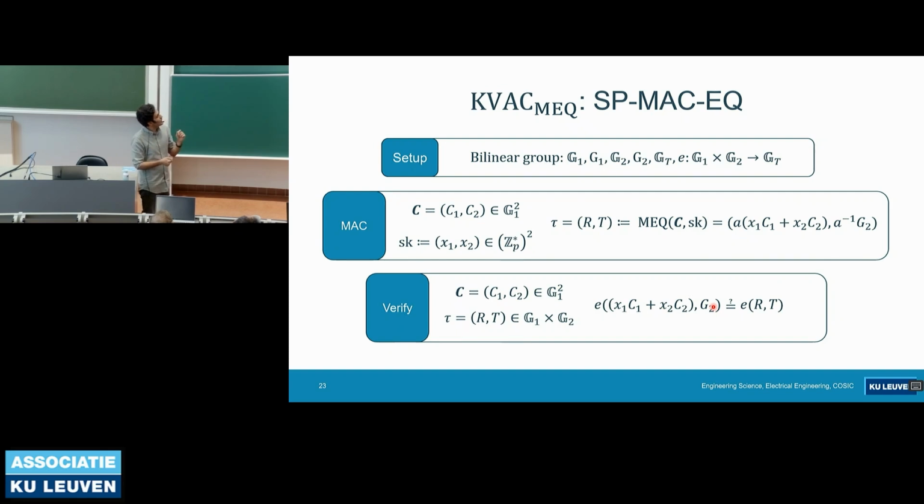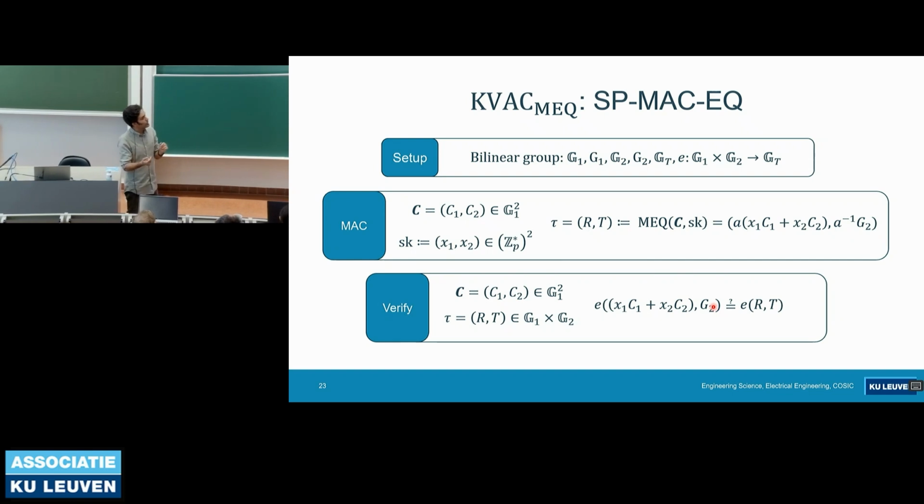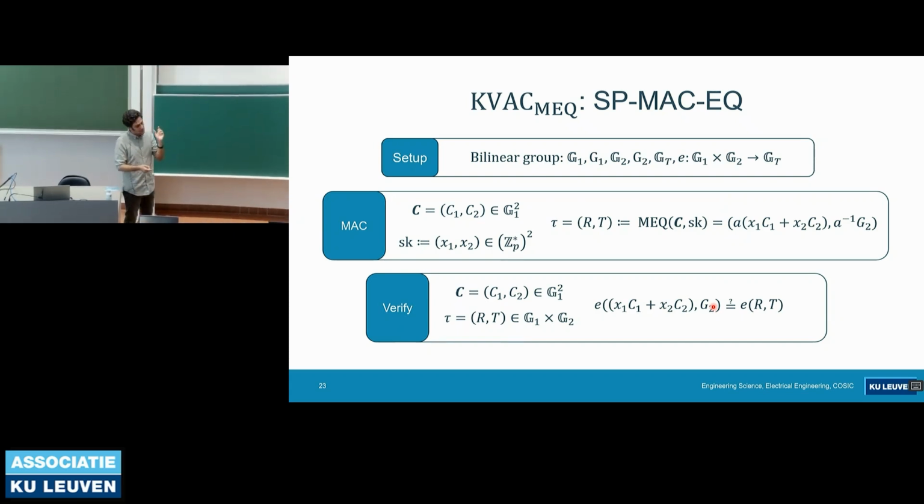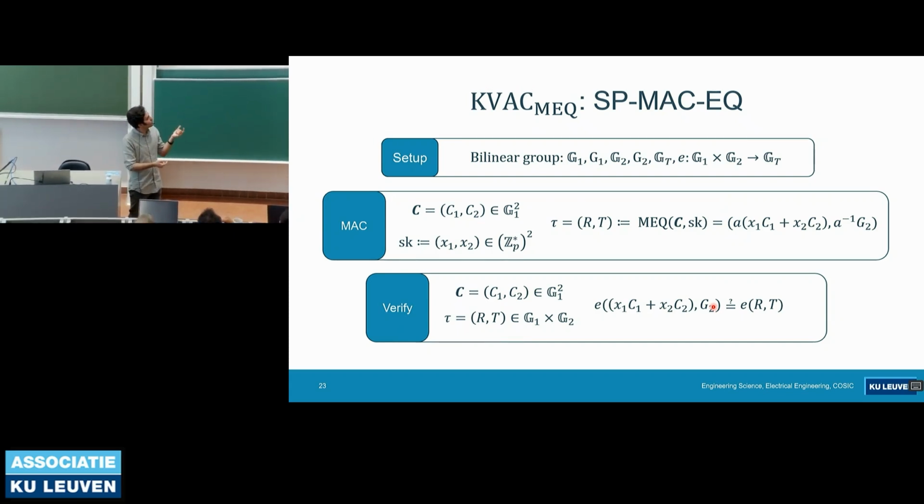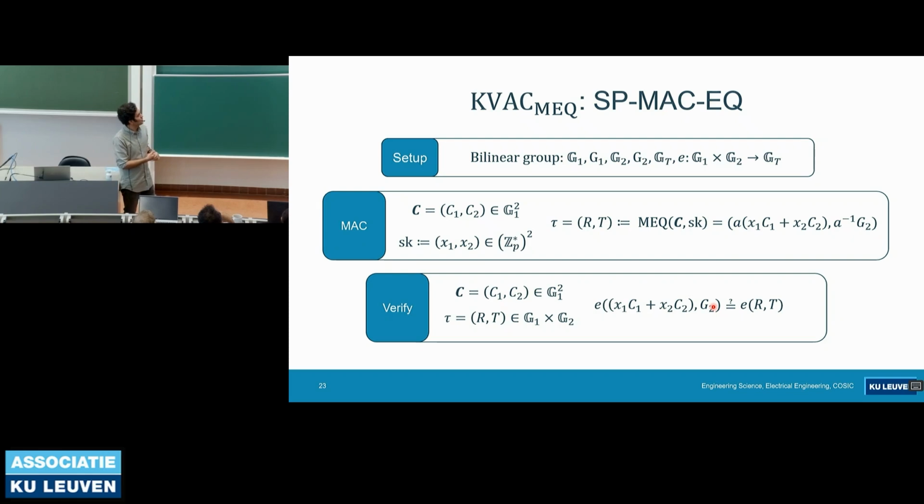The first one is A, which is a randomness, multiplied by x1 C1 plus x2 C2, and the second group element is A inverse times G2. So the first group element belongs to group 1, and the second one belongs to group 2.